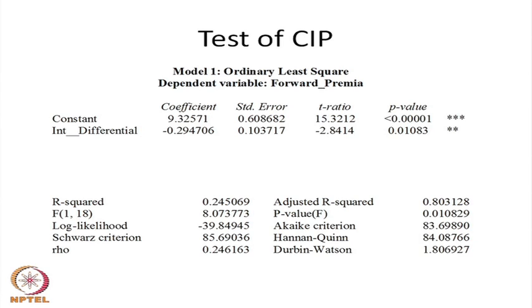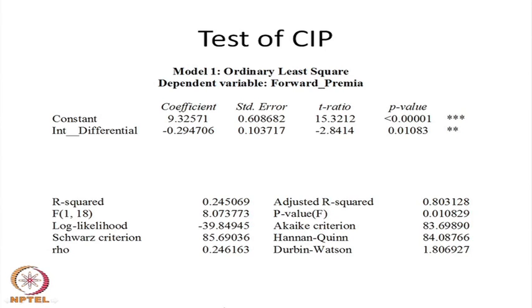monthly data of the forward premium as a dependent variable, and I have also taken the interest rate differential between the call money market and the Fed fund rate. I applied ordinary least squares to find whether the forward premium, which is the dependent variable, is a function of the interest rate differential.